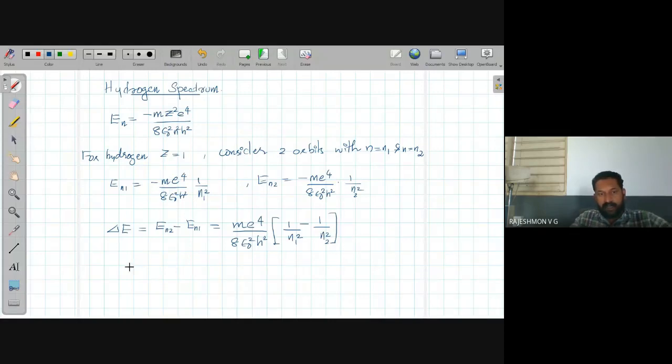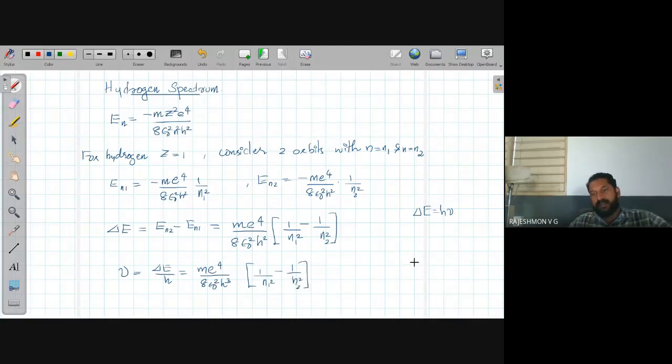So this is delta E. Then what is the corresponding frequency of radiation? We already discussed that delta E is h nu. So nu is equal to delta E by h. So that becomes m e raised to 4 divided by 8 epsilon 0 square h cube into 1 by n1 square minus 1 by n2 square. Now we can express it in terms of wave number.